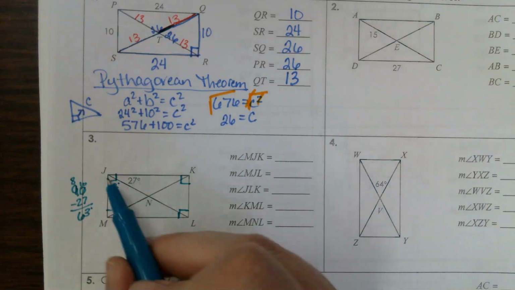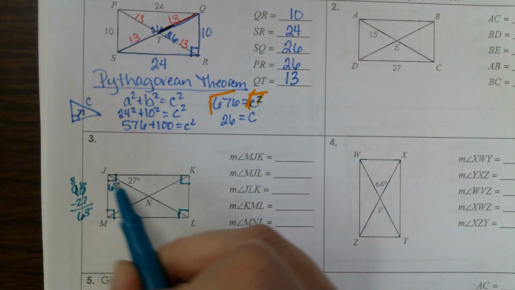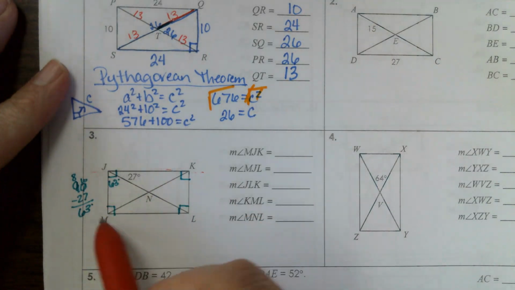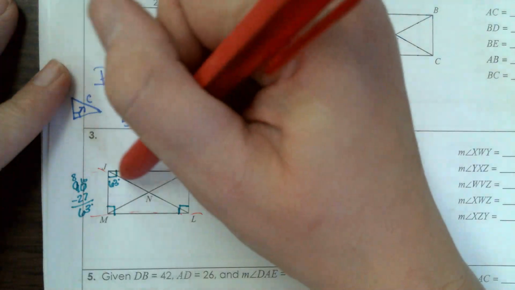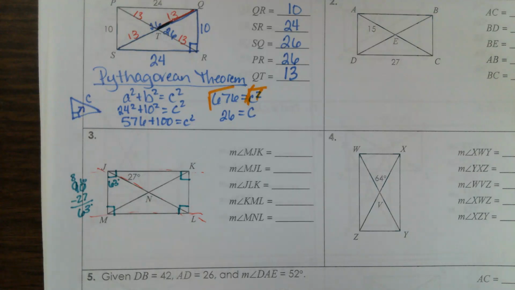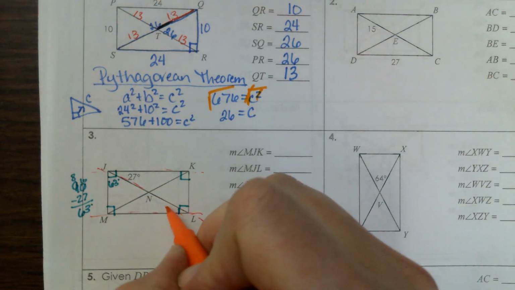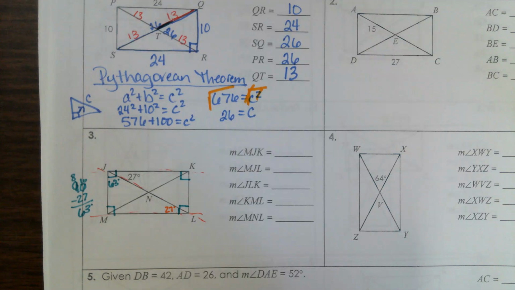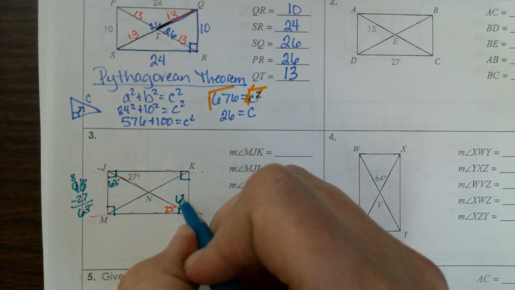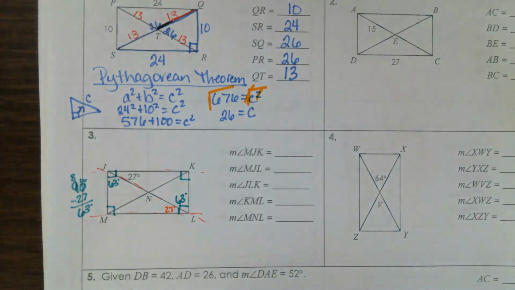Well, if I use parallel lines cut by a transversal, where this is my parallel line and this is my transversal, I'm going to say alternate interior angles are congruent. So if I alternate this and put 27 down here, then that would mean 90 minus 27, or alternate interior angles on this one is 63.